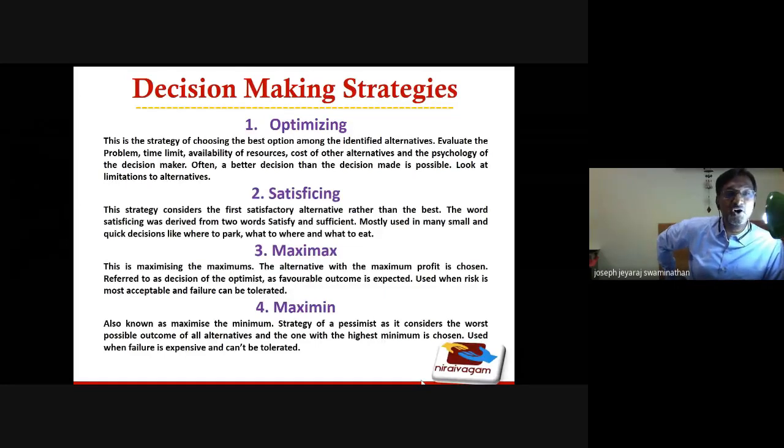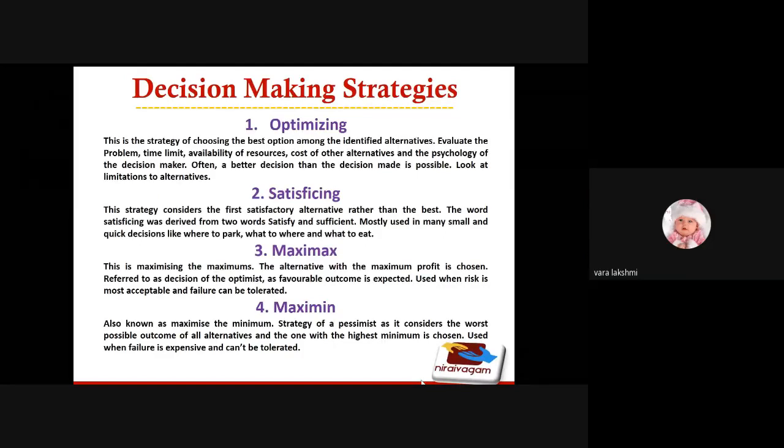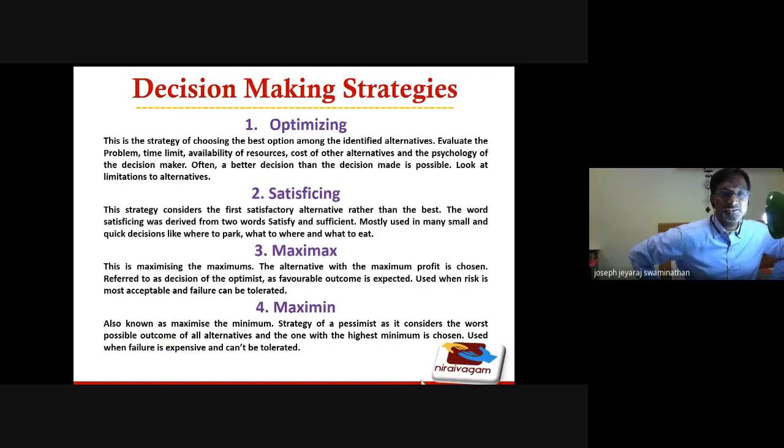Refer to a decision of an optimist. Normally, optimistic people take such decisions as a favorable outcome is expected, used when risk is most acceptable and failure can be tolerated. So people use it only when failure is not a problem. I don't mind taking risks. I don't mind failures, but I want to maximize the profit that I'm going to gain. In business, this idea is very much seen.